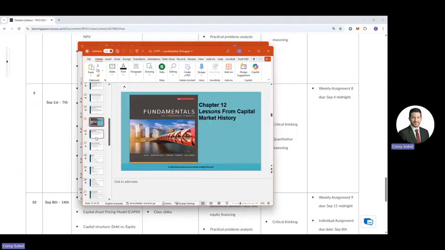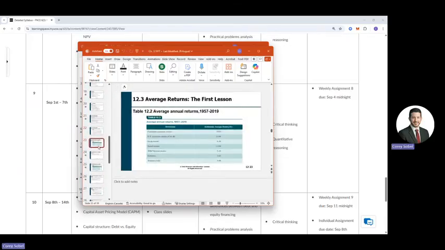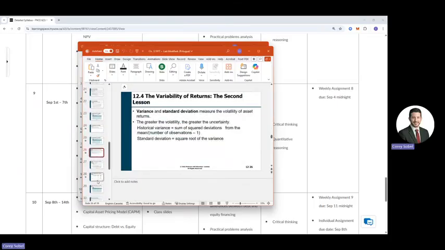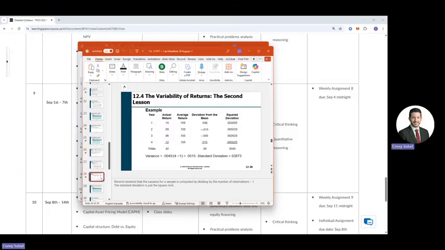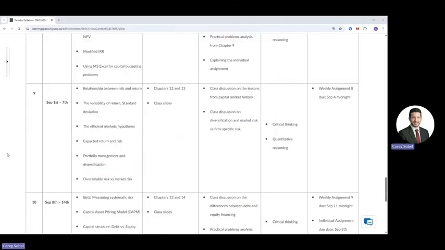And then in chapter 12, we really started talking about efficient markets, what efficient markets look like. This was mostly theory. We talked about what standard deviation is, what variance is, right? We looked at how you can look at the volatility of a stock. And then in chapter 13, in the video, I went through examples of how to calculate variance and standard deviation. So that would be a good video to watch again.